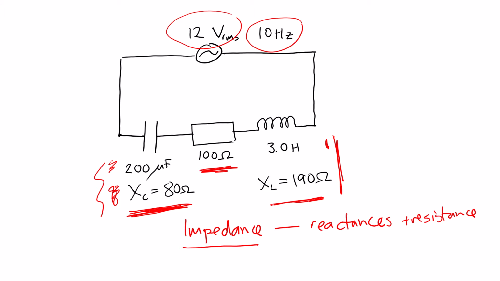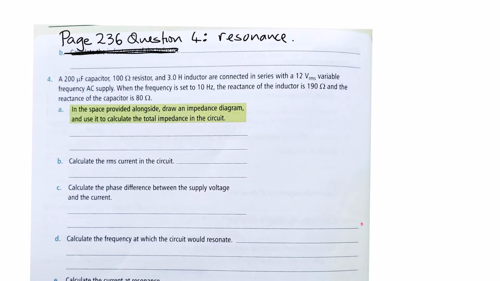So let's get back to where we were and do this. In the space provided alongside, draw an impedance diagram and use it to calculate the total impedance of the circuit. So that should be pretty straightforward. Our diagrams, remember, tend to be a bit like this: inductive reactance, capacitive reactance, and resistance, at 90 degrees.